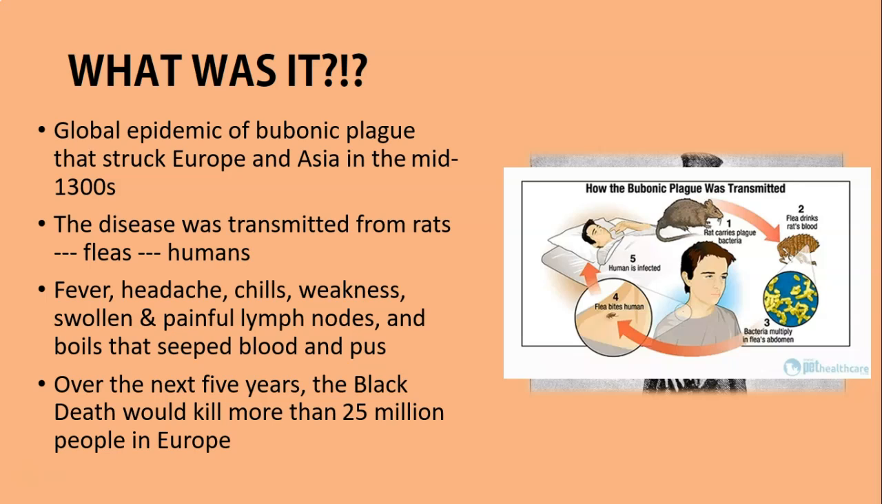So I want you to think about this in modern statistics. If we're living in the United States, we have a population just over 300 million. Imagine if over the next 5 years, 100 million Americans died from a disease. Okay, and you can kind of see just how devastating this epidemic was for the people living in Europe and also Asia during this time.